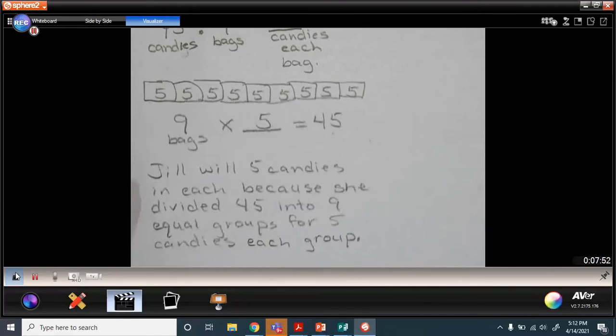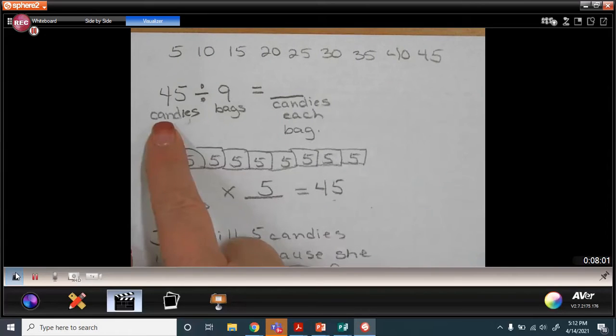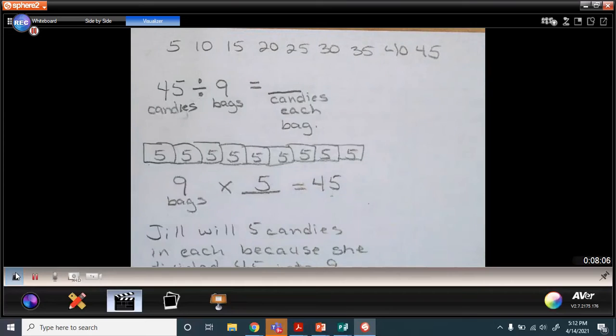And remember, multiplication is you know the groups and you know how many is in each group. You're looking for the total. Well, now we're just doing the opposite. We know the total. We're putting it into groups and looking for the number in each group. That's what division is.